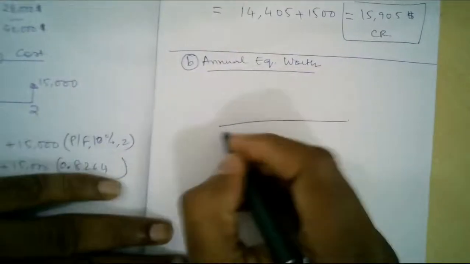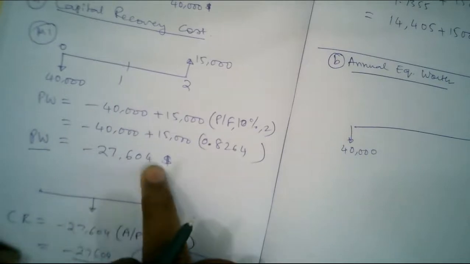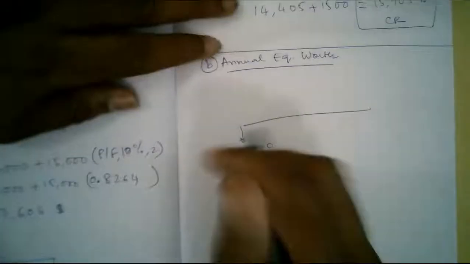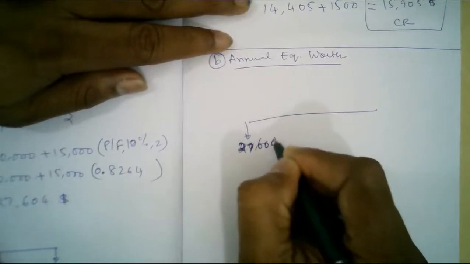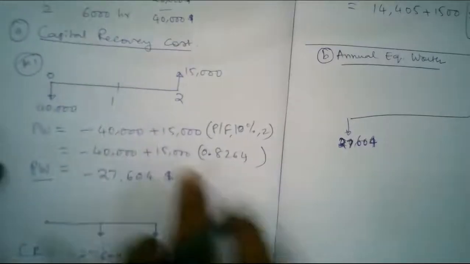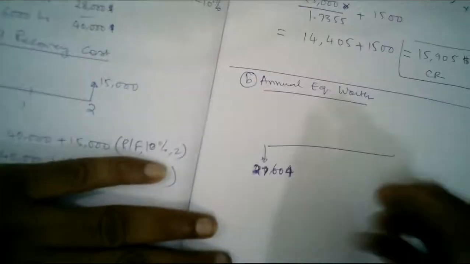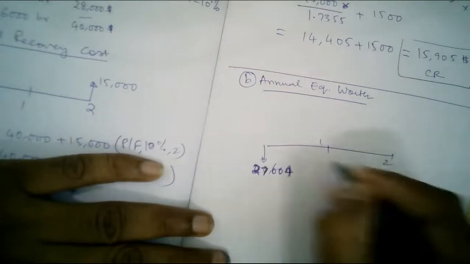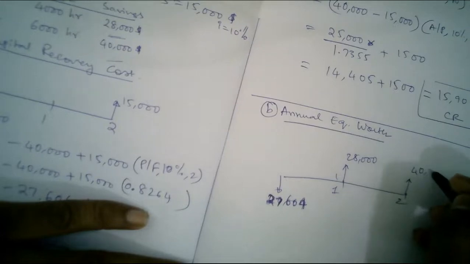Again, I have the present worth. The present worth is minus 27,604 as the cost. So I will simply write that itself, because that will simplify my calculation. Since I already calculated the present worth of the salvage value and initial cost, I'll write it here. Then for year 1 and year 2, what are the savings? In the first year the saving is 28,000, and the second year saving is 40,000.